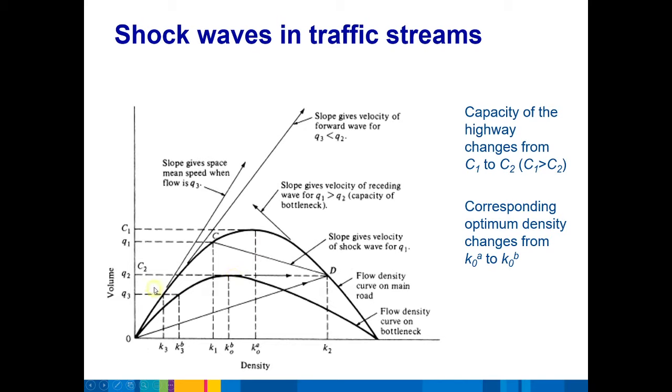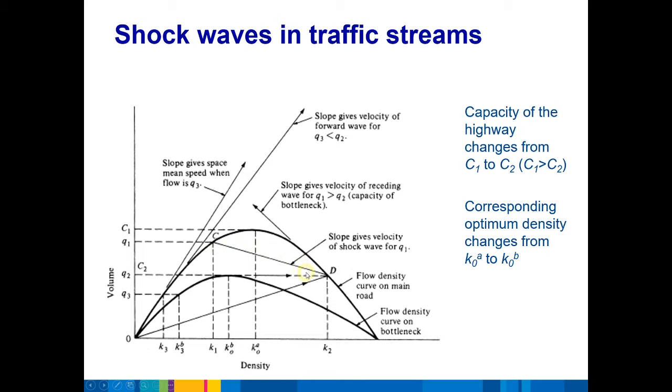And what we see is that, if we look at the volume on the vertical axis of this graph, we've started with some capacity C1, and then after some incident, like I said, a truck rollover or something, we come to C2, so this lower volume. Now the same vehicles are trying to use this space, but now we have a lower capacity.